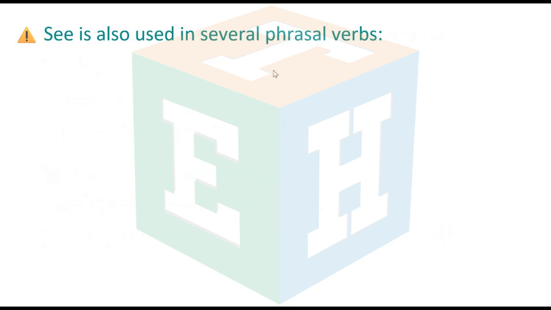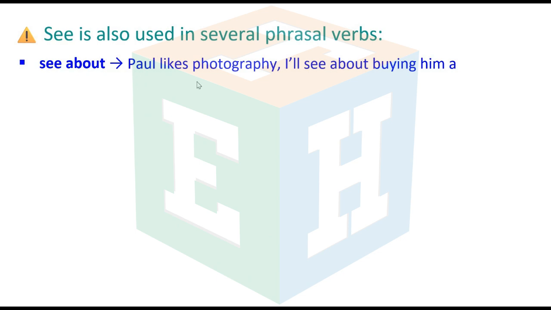See is also used in several phrasal verbs. See about. Paul likes photography. I'll see about buying him a camera for his birthday.